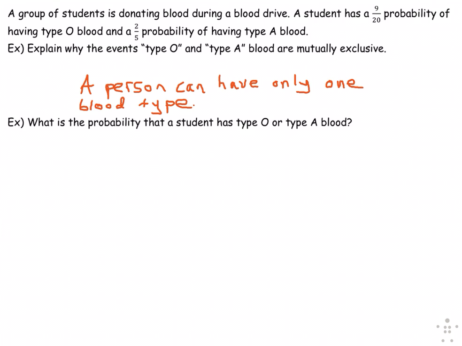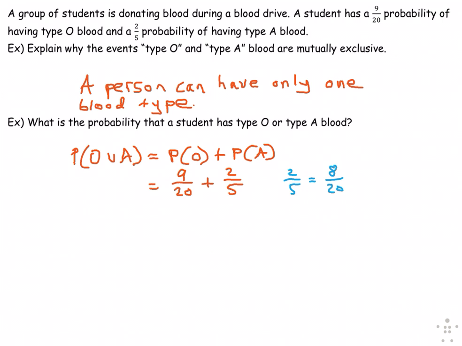And for that reason, when we answer the question, what is the probability that a student has type O or type A blood, we will use simple addition of the probabilities of those events, which gives us the following formula. And then the probability of type O is given as 9/20ths, and for type A is given as 2/5. After making common denominators, we get the following result of 17/20ths. Remember that mutually exclusive events is simply the sum of the probabilities of each of those events occurring. You don't need to worry about overlap.